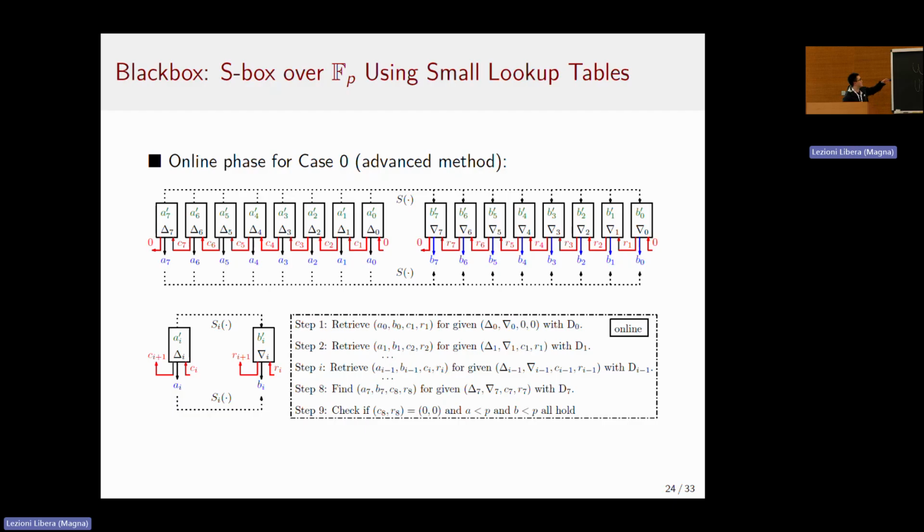So we retrieve byte by byte from the least significant byte to the most significant byte. Note that at the very beginning, the carry bits are all 0. So we can first retrieve A0, B0, C1, R1 for the given delta 0, lambda 0, 0, 0 with the table D0. Then we know C1, R1. Then we use delta 1, lambda 1, C1, R1, and use table D1 to retrieve A1, B1, C2, R2. Then we repeat this, and we can get the full value of A and B. But finally, we need to check whether it's indeed in the finite field F_p. So we need to do some check.